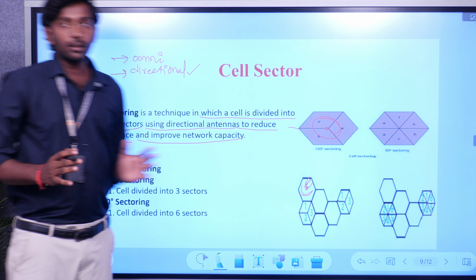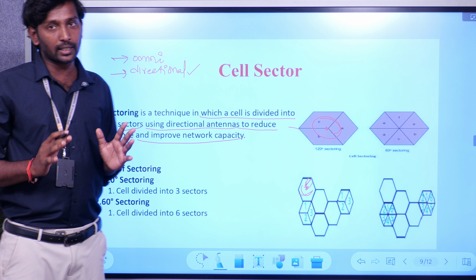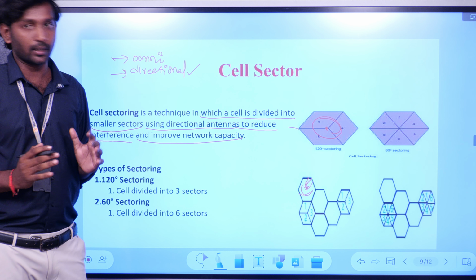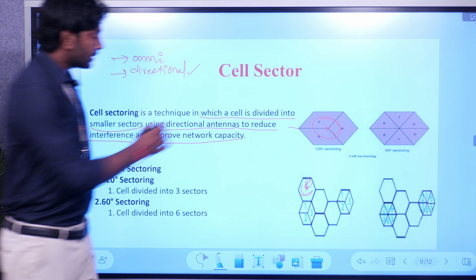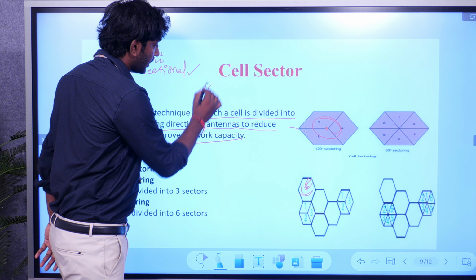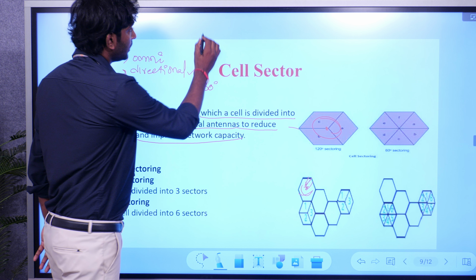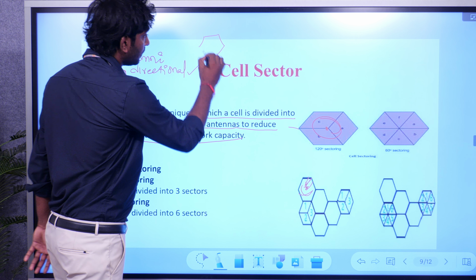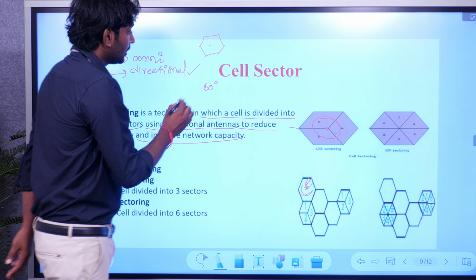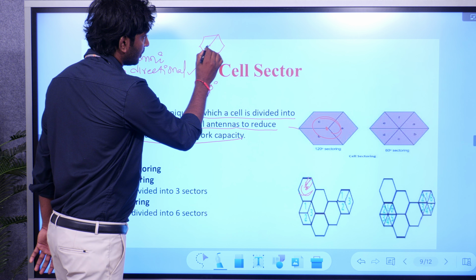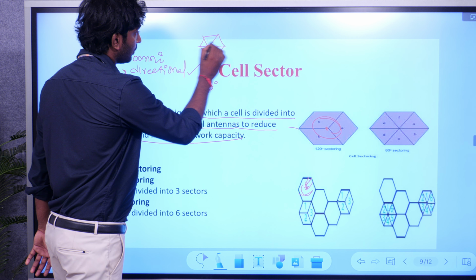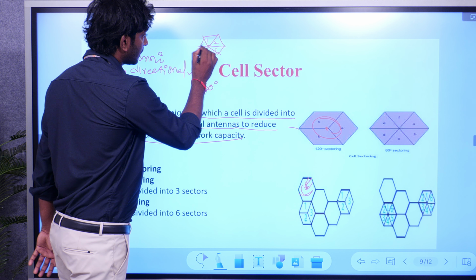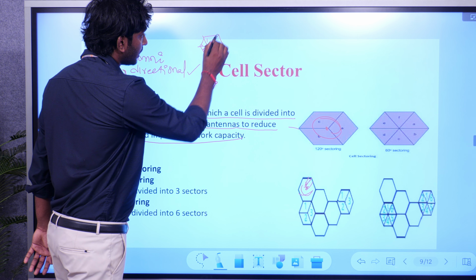In cell sectoring, consider two types. One is the 6 sector case and another one is the 3 sector case. In the 6 sector case, the directional antenna coverage is divided into 60 degrees. This is the hexagonal shaped cell we placed the directional antenna in. It is divided into 6 sectors: the 1st sector, 2nd, 3rd, 4th, 5th, 6th. The directional antenna is placed in this direction only.